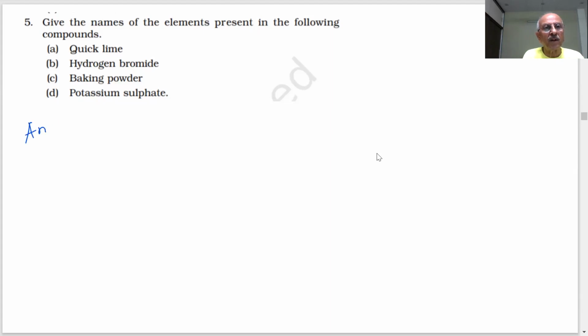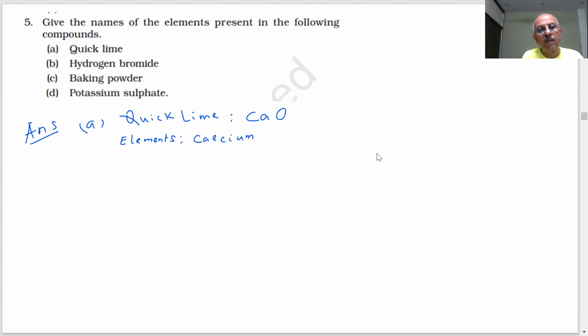How do we write the answer? A. What is the formula of quicklime, students? What is quicklime? Quicklime contains CaO. Name the elements. Which elements are present? Calcium and oxygen.